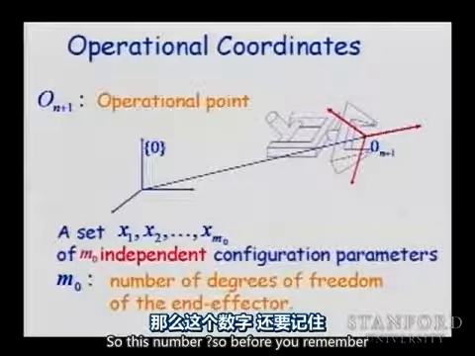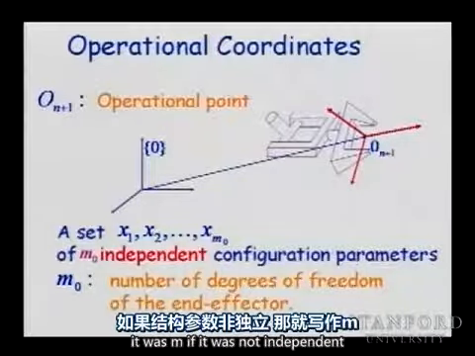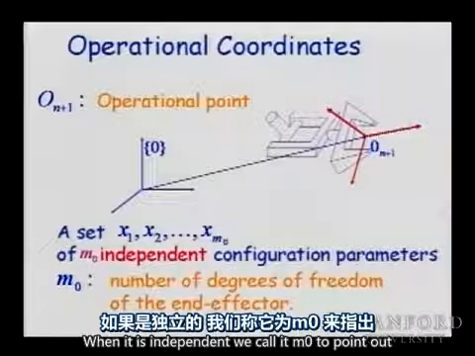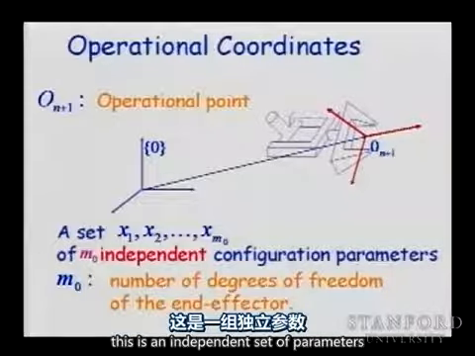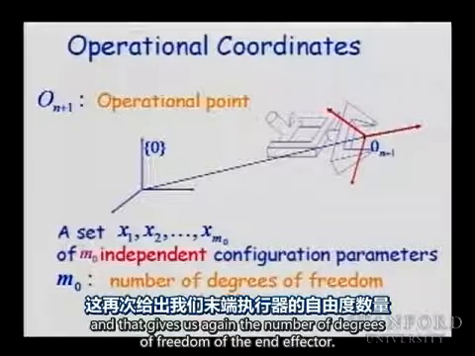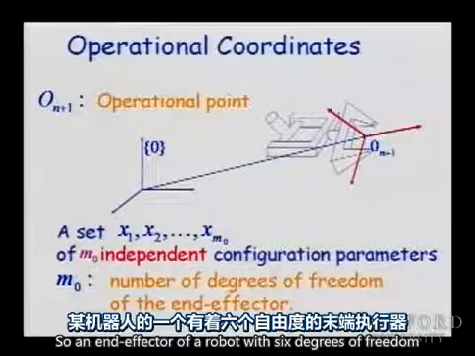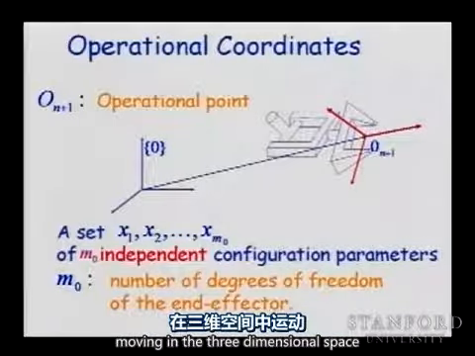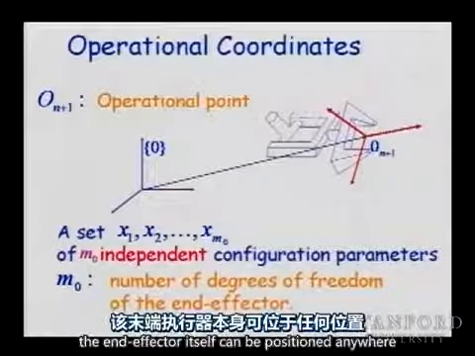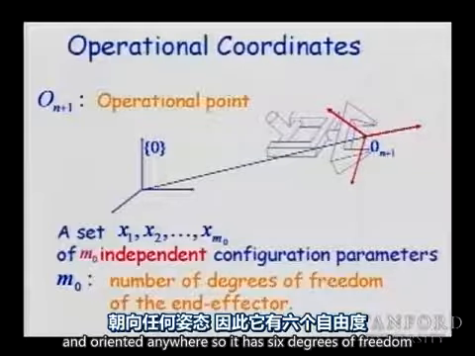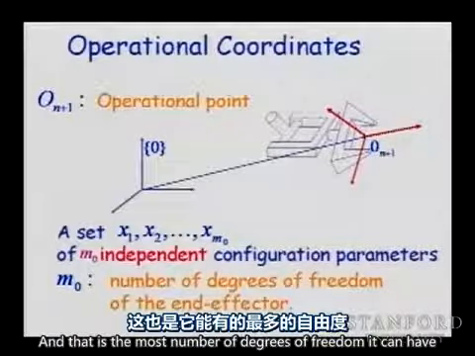So this number, before, you remember, it was m if it was not independent. When it is independent, we call it m0 to point out that this is an independent set of parameters, and that gives us again the number of degrees of freedom of the end effector. So an end effector of a robot moving in 3-dimensional space can be positioned anywhere and oriented anywhere, so it has 6 degrees of freedom. And that is the most number of degrees of freedom it can have.